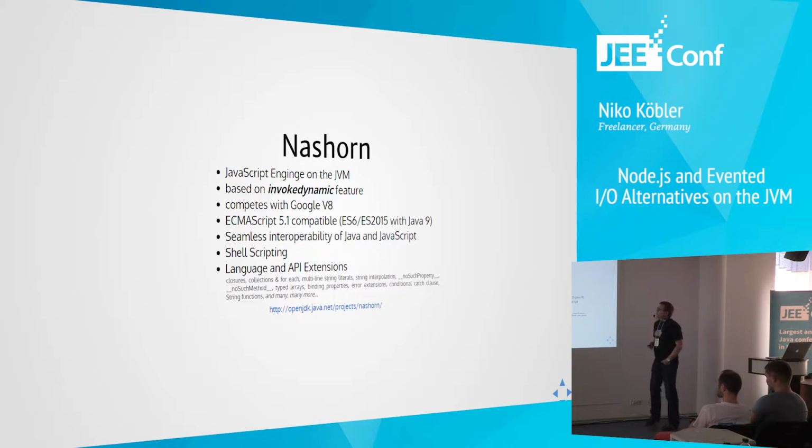And if you don't know the Invoke Dynamic feature, it's something like guessing the type of the script which is executed at runtime and calling the objects on the JVM. Nashorn is a direct competitor to Google V8. V8 is the JavaScript runtime integrated in a Chrome browser or in Node.js.